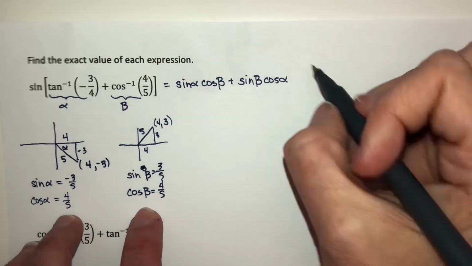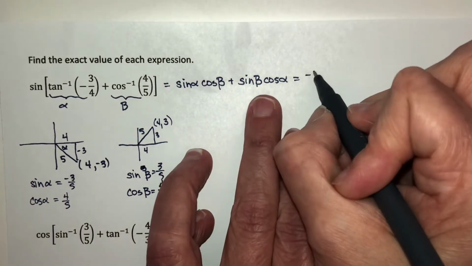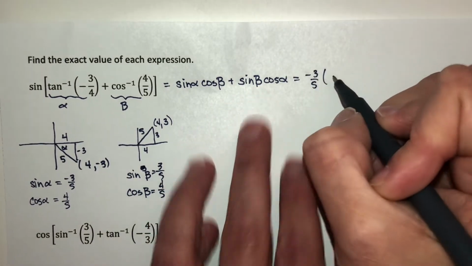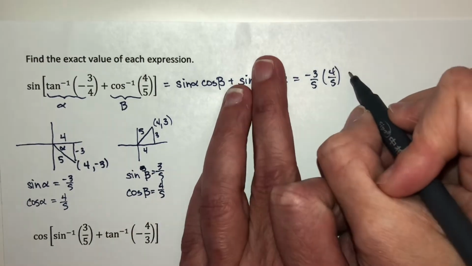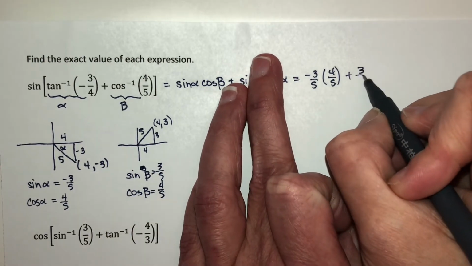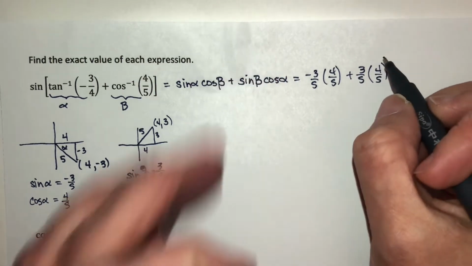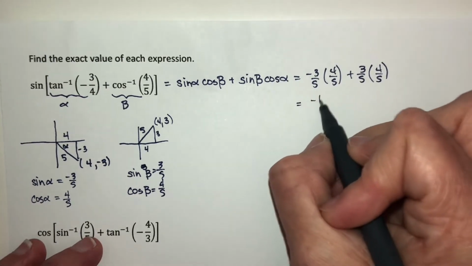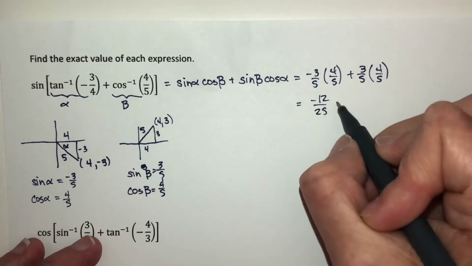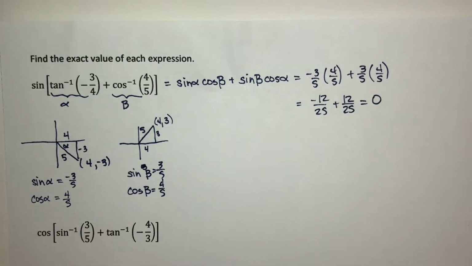So plugging these values in here, we have negative 3/5 times 4/5 plus 3/5 times 4/5. And this is what, negative 12 over 25 plus 12 over 25. So this is 0.